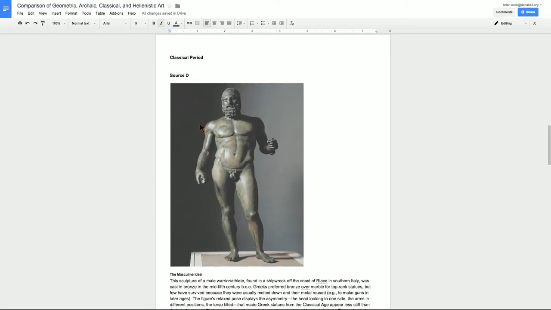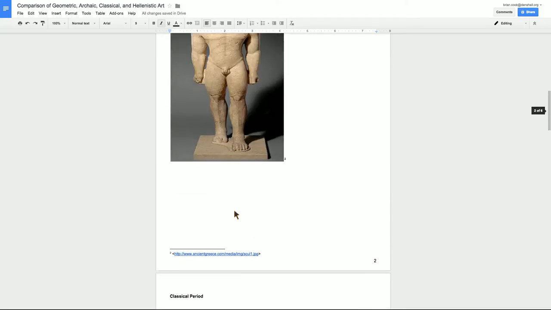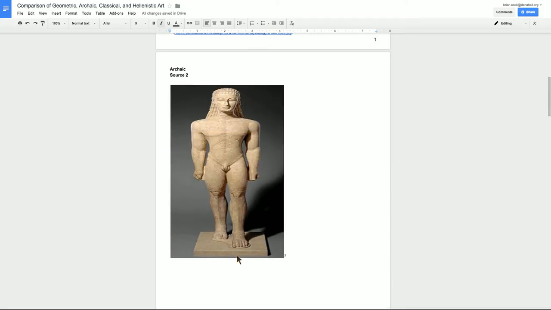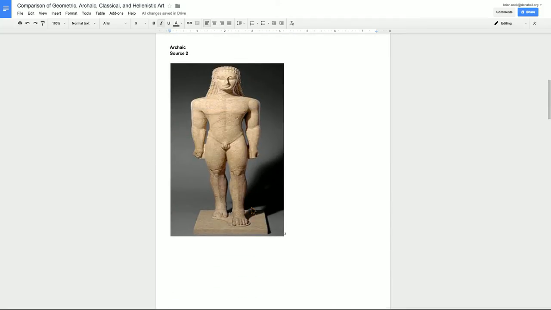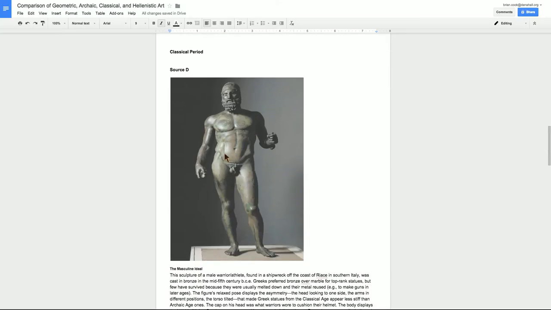Here we see a classical sculpture. The body is symmetrical in the sense that there's a left half and a right half, etc. But it's not symmetrical in the way that this archaic piece is. This archaic piece is quite regularly symmetrical. In this classical piece, we see that one hand is raised, the other is not. One foot is ahead of the other.